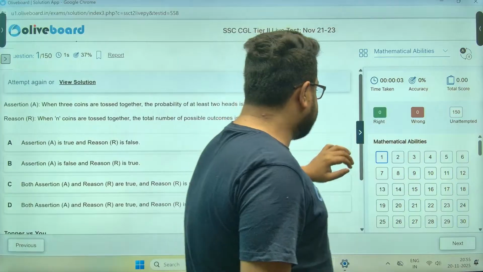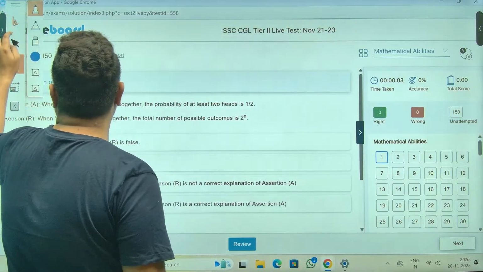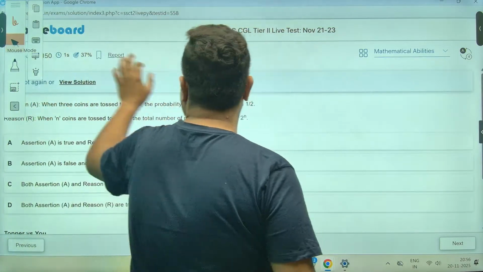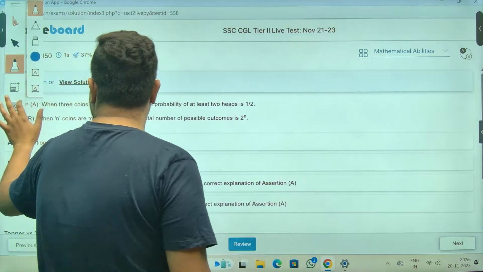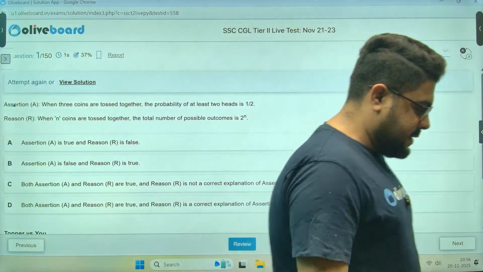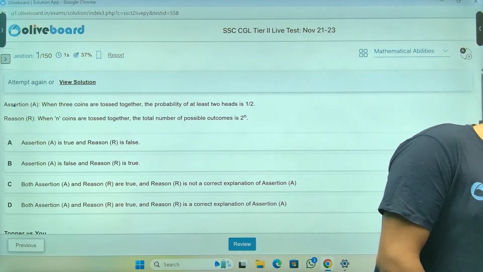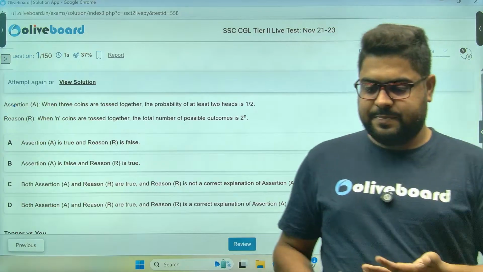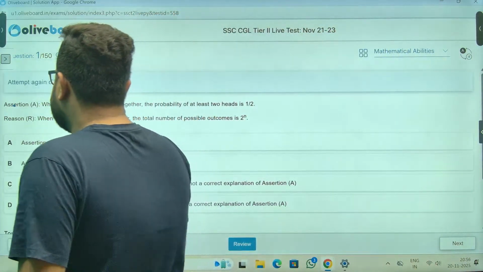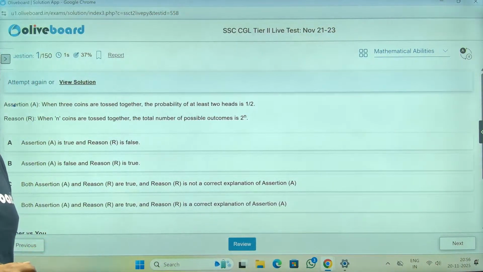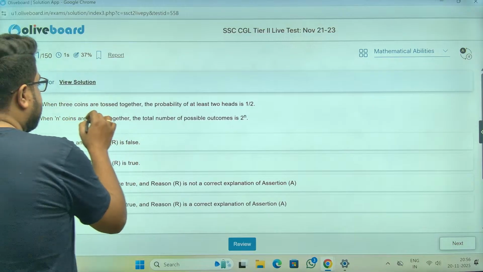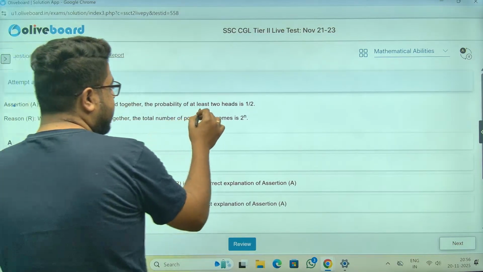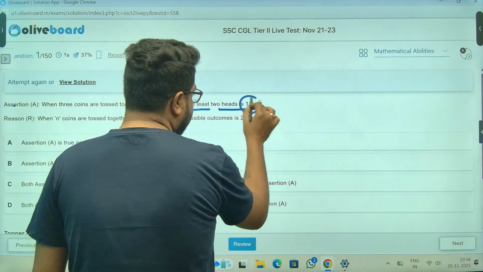So first question right in front of you guys. This is the first question of this week. It's an assertion reason based question. When three coins are tossed together, the probability of getting at least two heads is half.